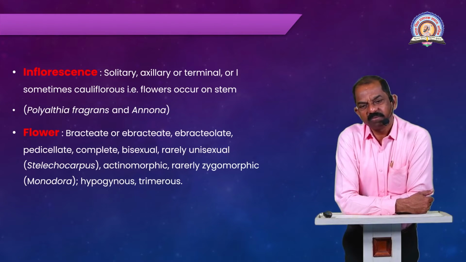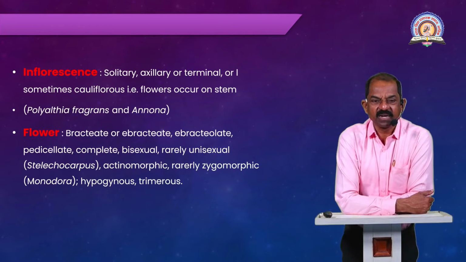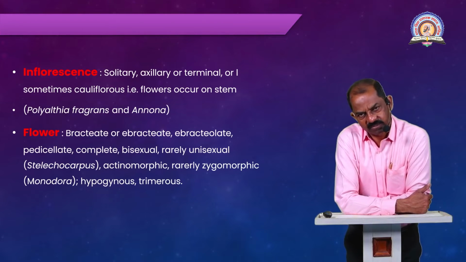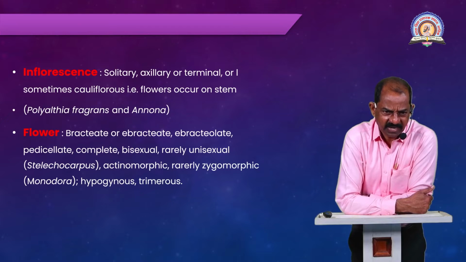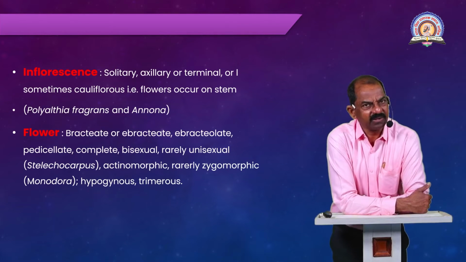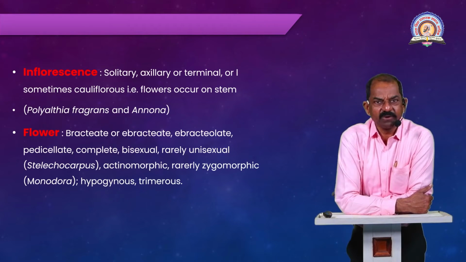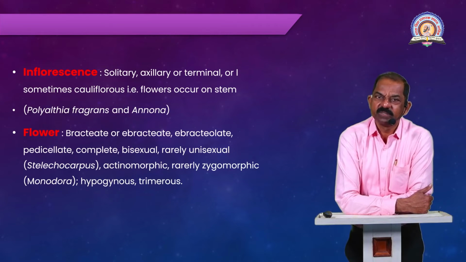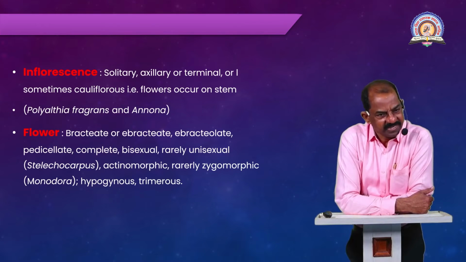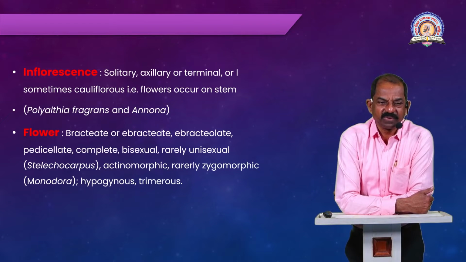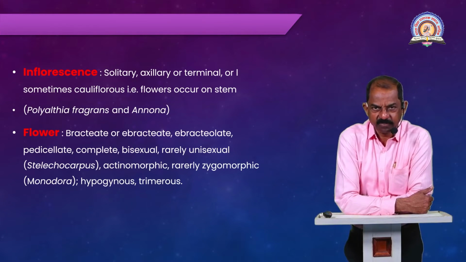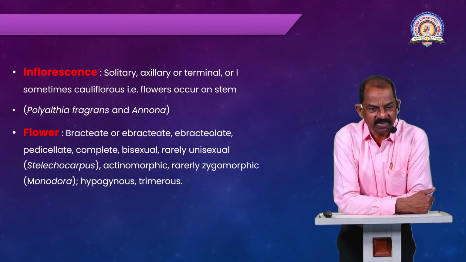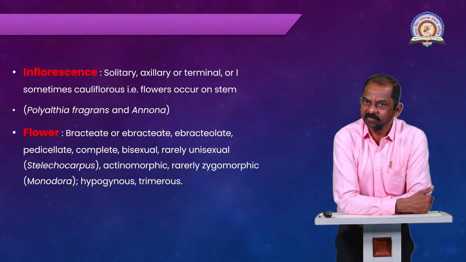Such type of conditions are also present in the family Annonaceae, known as unisexual flowers. The flowers are actinomorphic, rarely zygomorphic. So, friends, you know about the actinomorphic and the zygomorphic. Actinomorphic, when we take a longitudinal section of the flower, if it becomes two equal halves, we simply say actinomorphic. If not, we say a zygomorphic flower. Here, both types of flowers are present. Some are actinomorphic. In some plants, they may be zygomorphic, and that flower, they are hypogynous.